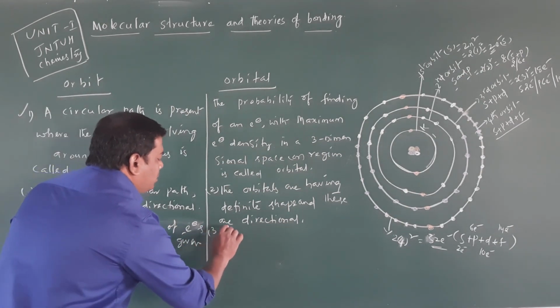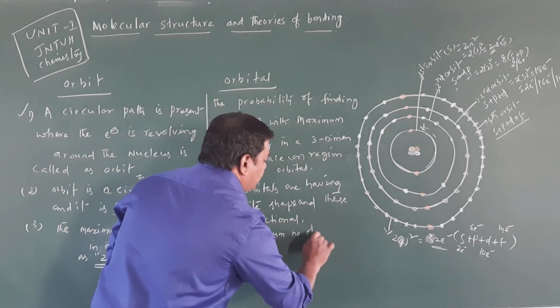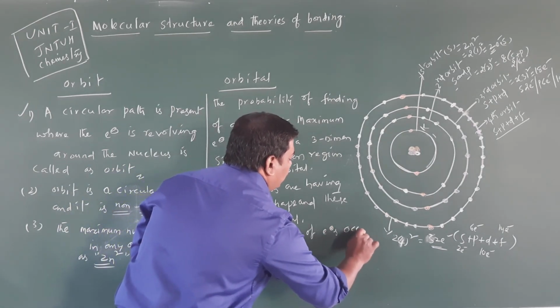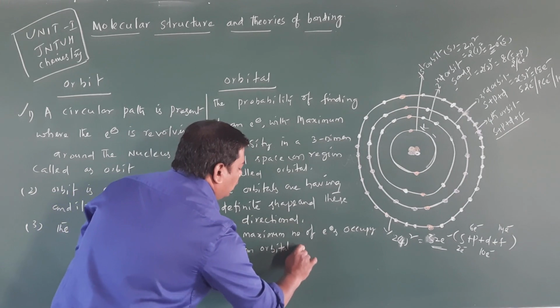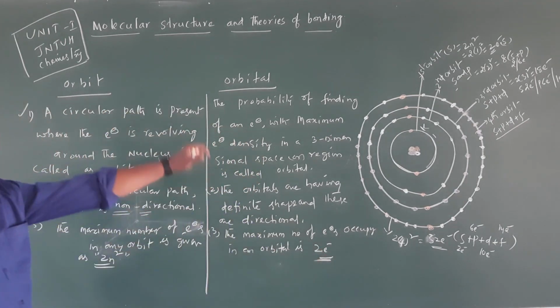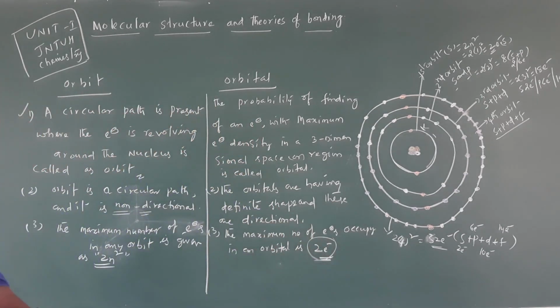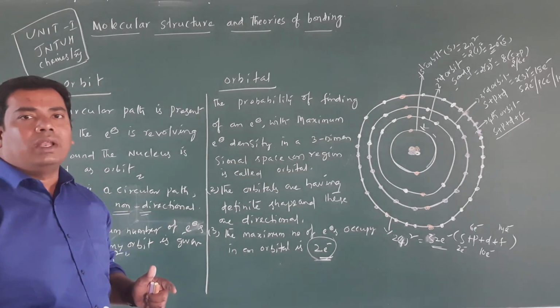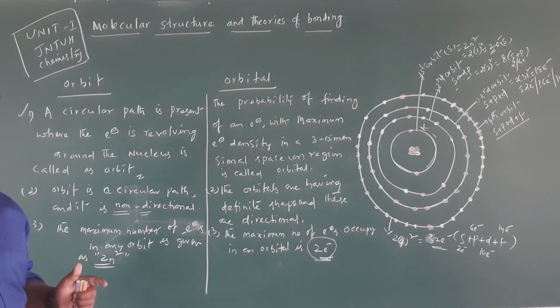Right. The maximum number of electrons that can occupy an orbital is 2. The maximum number of electrons that can occupy an orbital is 2 electrons only. Whatever orbital you take, for example the p orbital, we have 3 orbitals: px, py, pz. The px orbital can occupy 2 electrons, the py orbital can occupy 2 electrons. Each orbital can occupy a maximum of 2 electrons only, right?